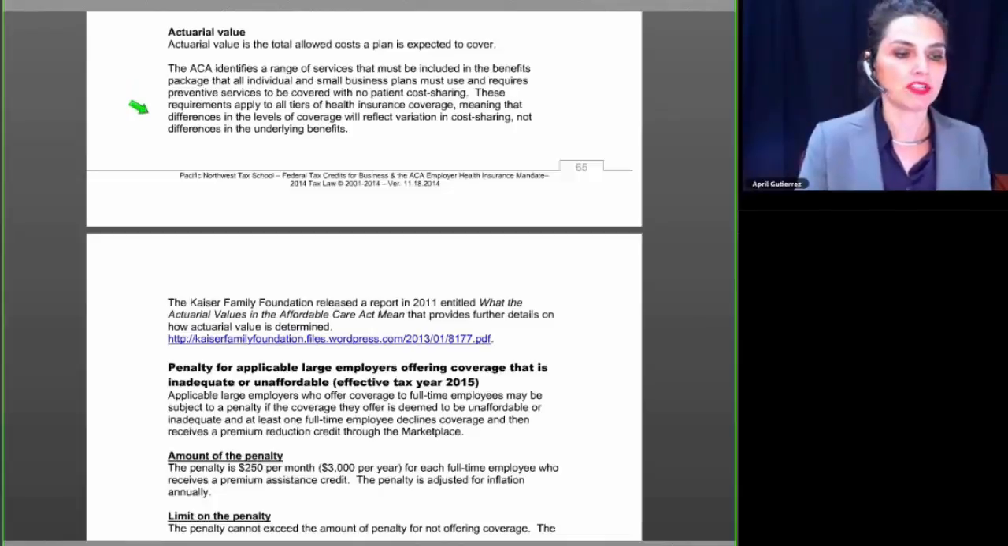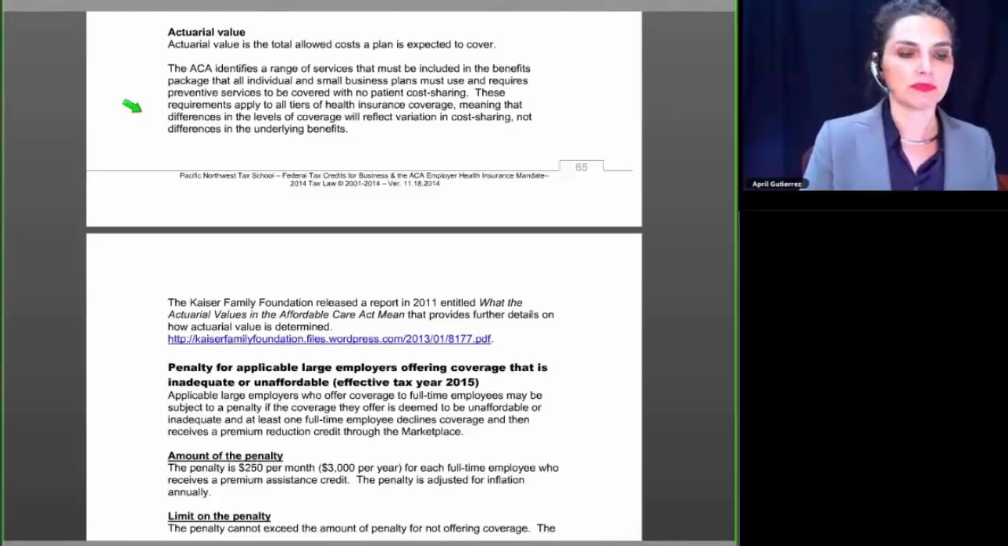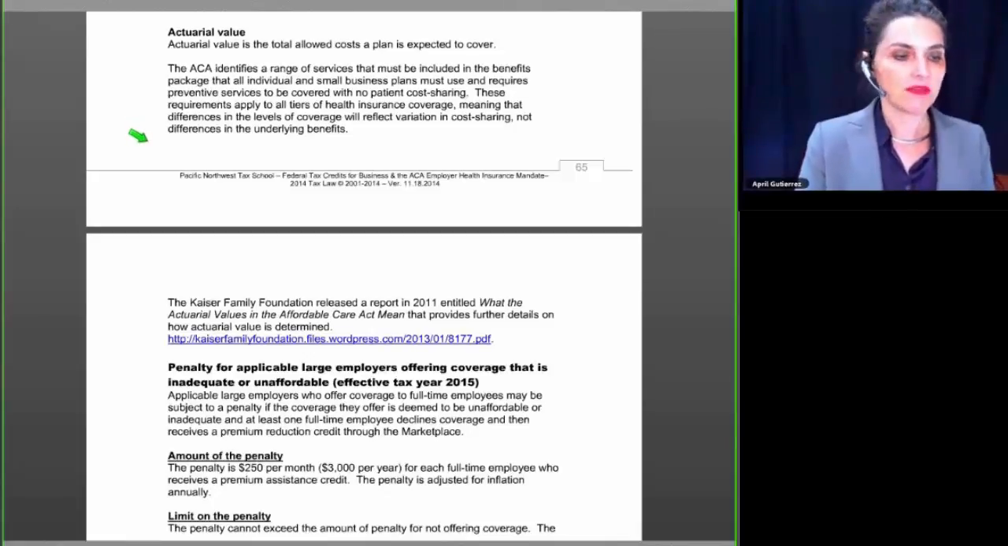These requirements apply to all tiers of health insurance coverage, meaning that differences in the level of coverage will reflect variation in cost sharing, but not differences in the underlying benefits.